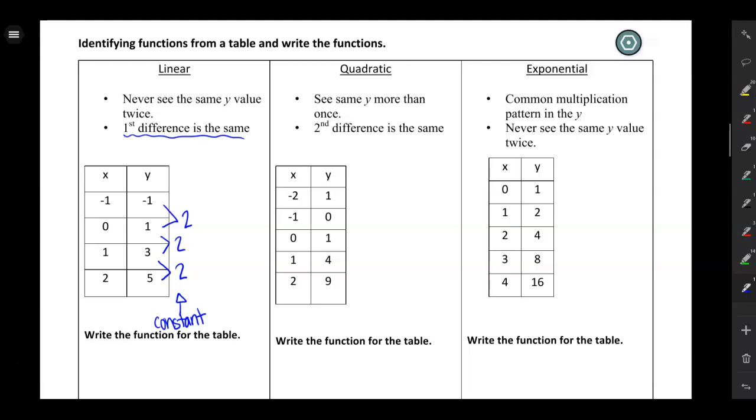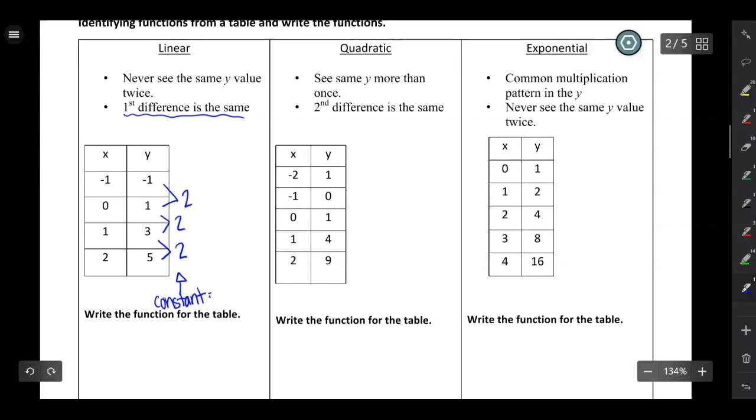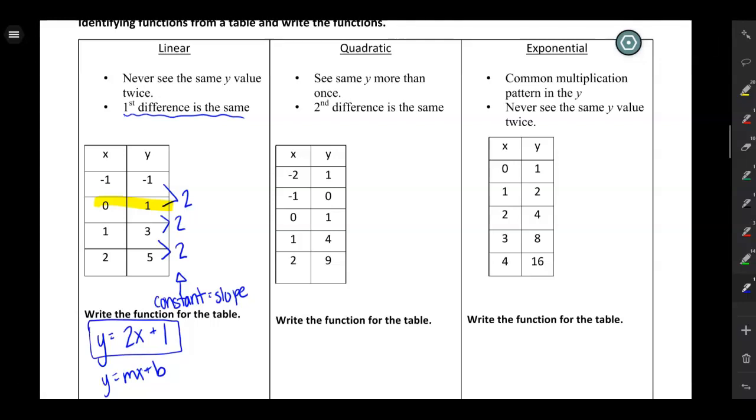The nice thing about that 2 is that it's also going to be the slope, or the rate of change, of that graph. So as I write the equation, it's going to be y equals 2 times x, because we can go off y equals mx plus b, where m is the slope and b is the y-intercept. So the y-intercept is 1. It's always the value when x is equal to 0. So y equals 2x plus 1 is going to be the function equation for that table.